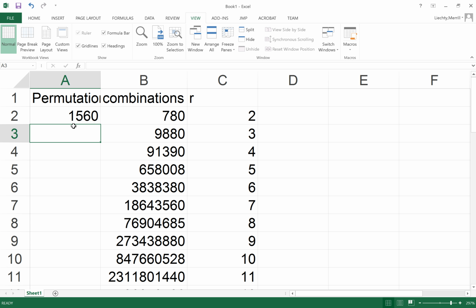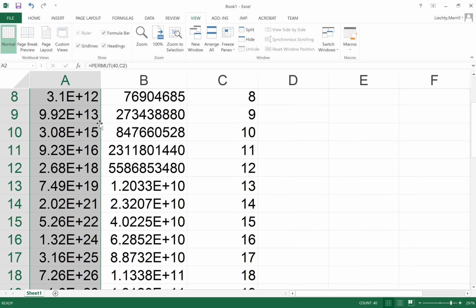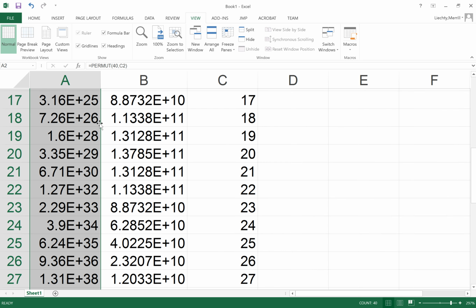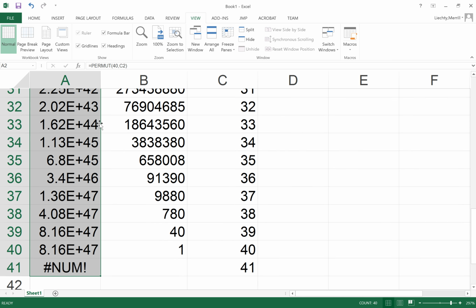Right? Permutations, order matters. Combinations, order doesn't matter. So if I'm selecting 2 of you guys and order matters, it turns out there's 1,560 different ways in which I can do that. Okay, so that's quite a bit bigger. And you see that permutations just keep going and going and going.